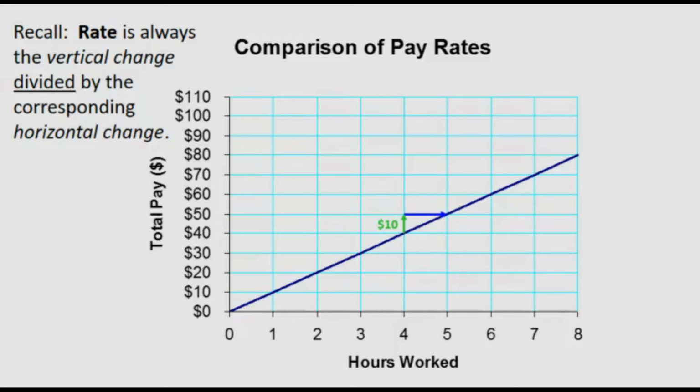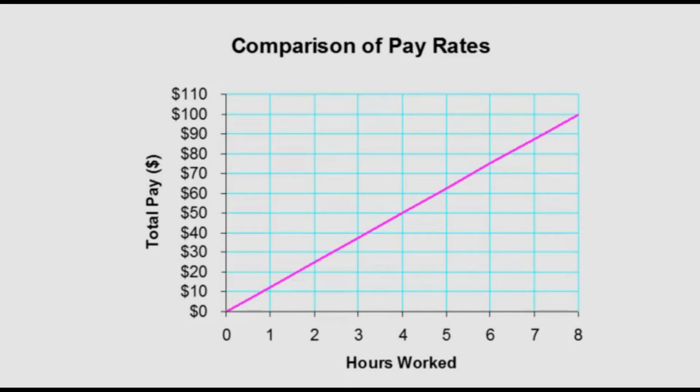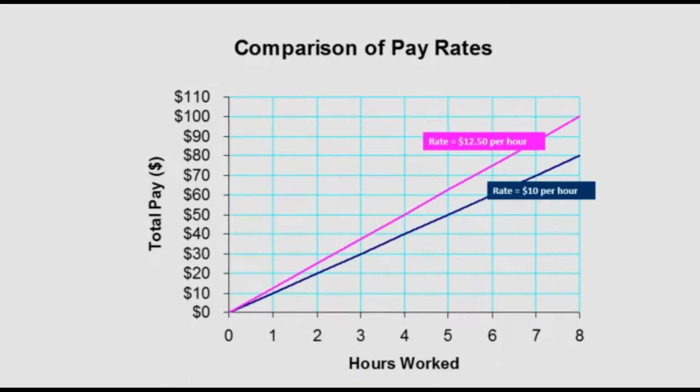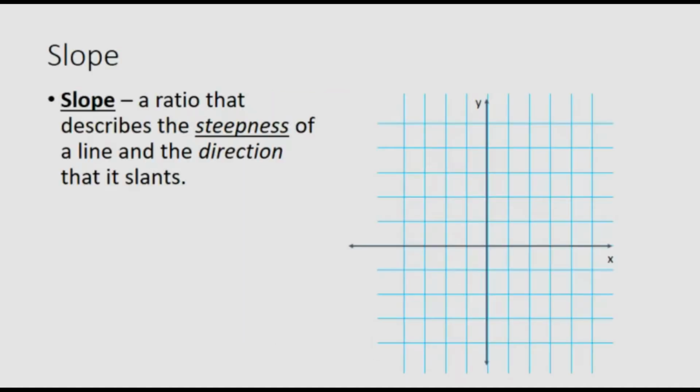that we have a pay raise of $10 for 1 hour. So if we compare that pay per hour, this lower graph has a $10 per hour pay rate. The steeper line, picking 2 points and comparing the change in the pay to the time, we find a $12.50 per hour pay rate. So here we have it. The rate is greater, and the result when graphed is a steeper line.